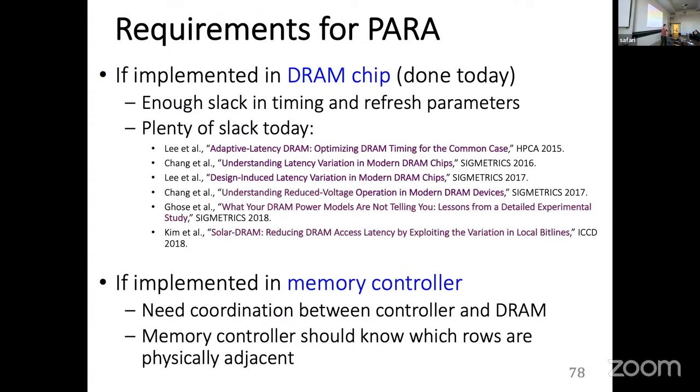So this can be implemented in the DRAM chip as well as the memory controller, and both versions were implemented over time actually. So how is it done in the DRAM chip? There's enough slack in the timing and refresh parameters, so you can sneak in some of these refreshes at some point. If implemented in the memory controller, it's a bit more difficult because the memory controller needs to know which rows are physically adjacent in DRAM. And as I showed you earlier, we don't have this knowledge. So there needs to be some more coordination. And we always argued for that sort of coordination in our research, basically. There should be more coordination between memory and the memory controller so that they can do things in a better way. Okay, hopefully that's happening going forward, but we'll see.